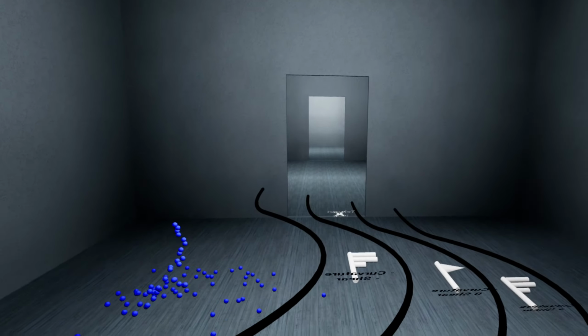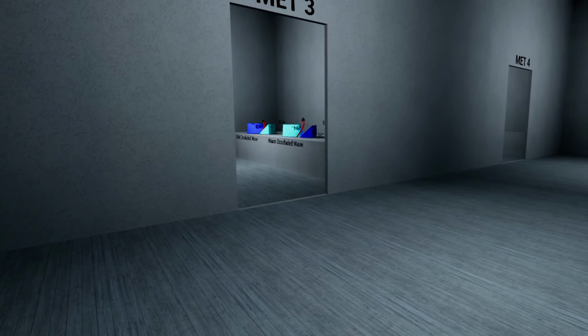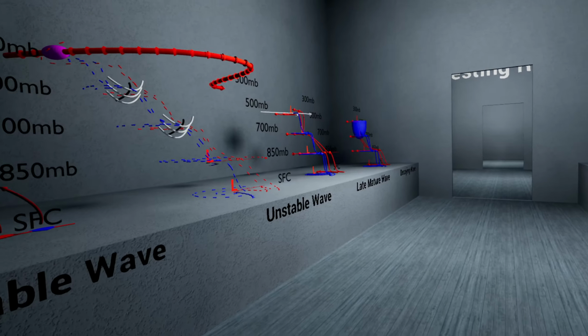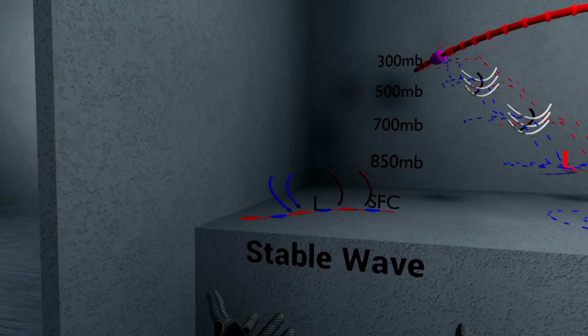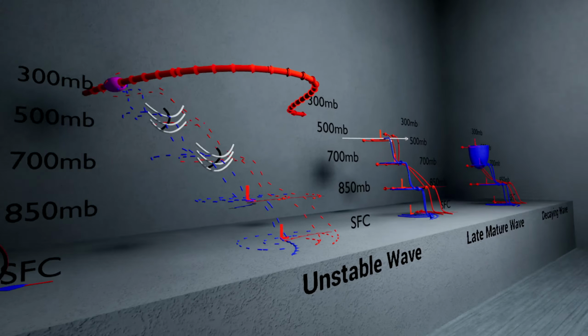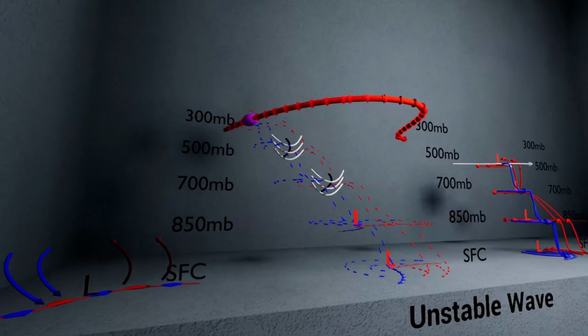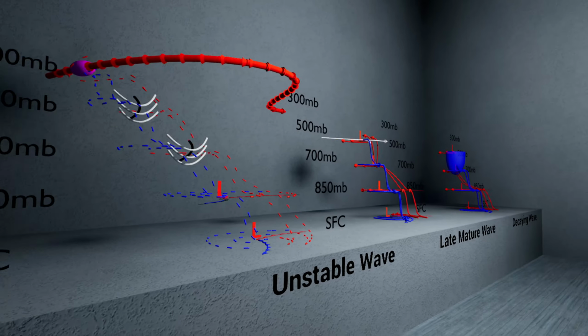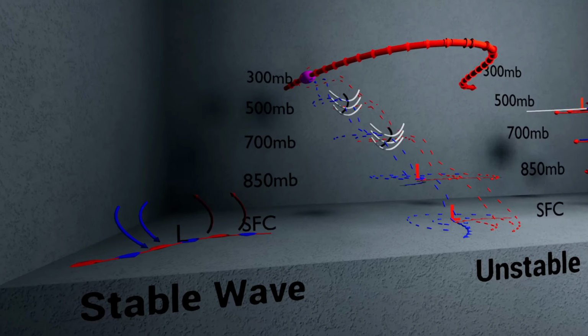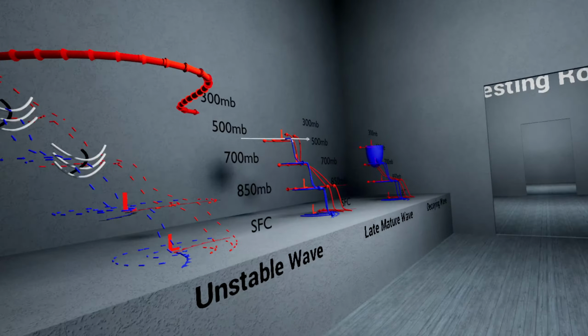It's been a long day, so we're going to move into the next area, and we've got a stable wave moving to an unstable wave, late mature and decaying wave. This is the only one that I have nicely animated with some arrows. Other than that, I haven't gotten to this part yet.